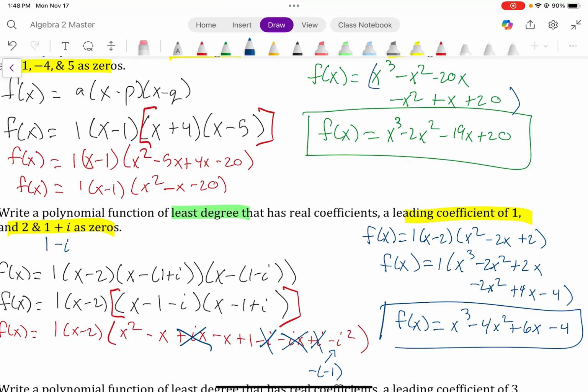But if this 1 had been some other number, I would just have to distribute that through.